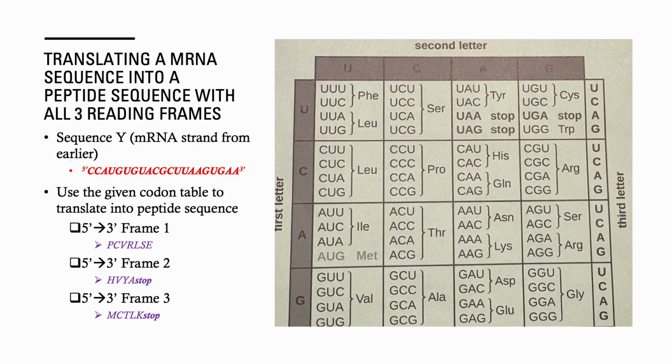PCVRLSE, and then the second one would start at the second C, which gives HVYA stop. And the third one gives MCTLK stop, and that would be starting at the A. So essentially you just take 3 in a row, look them up in the codon table, and then write it down, and that's it.